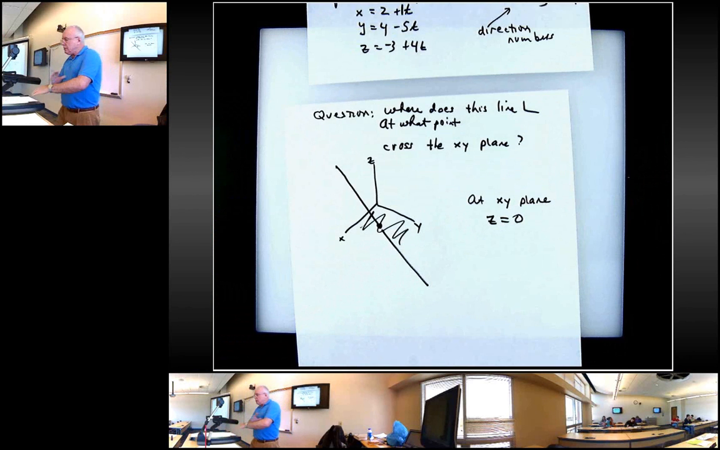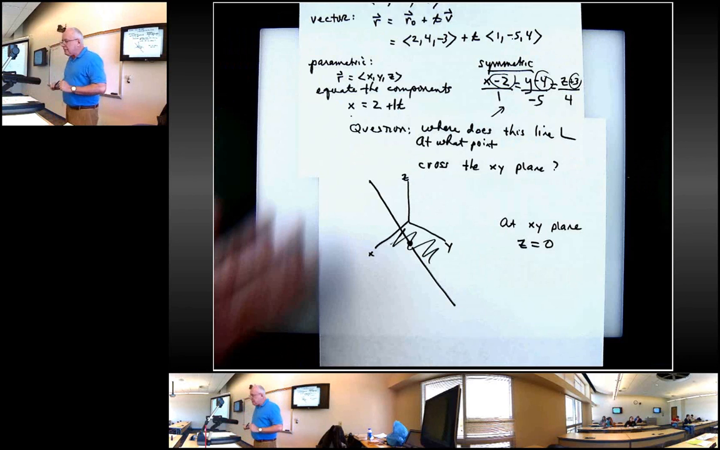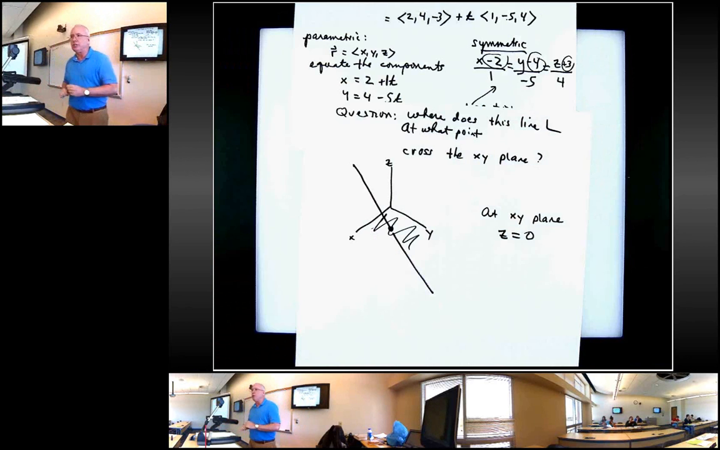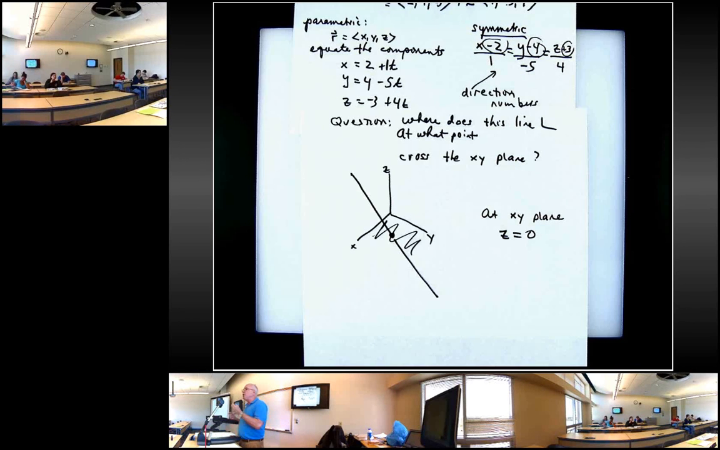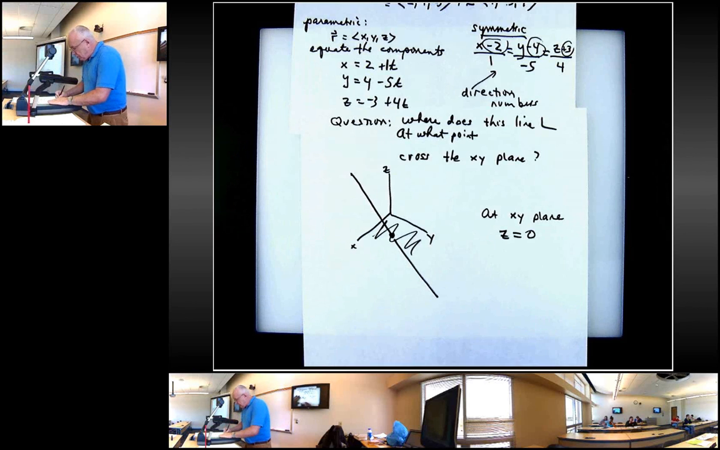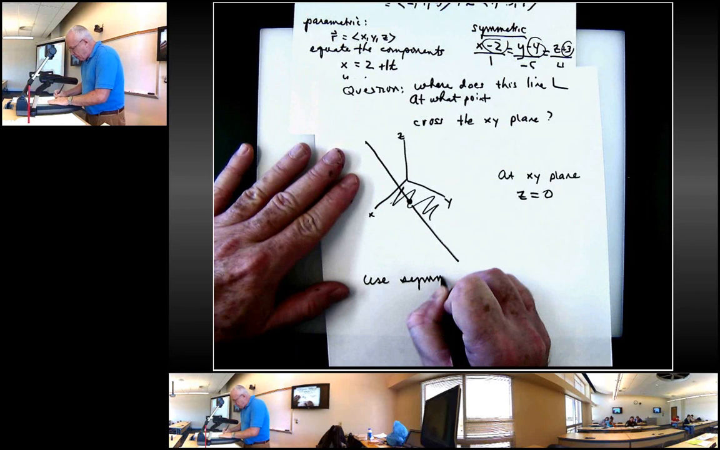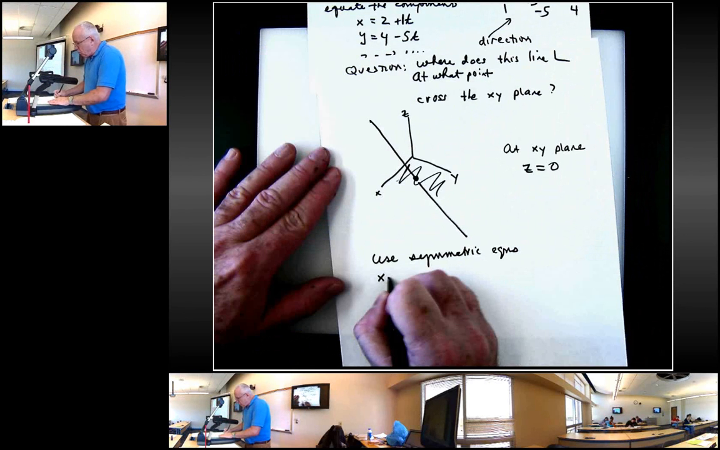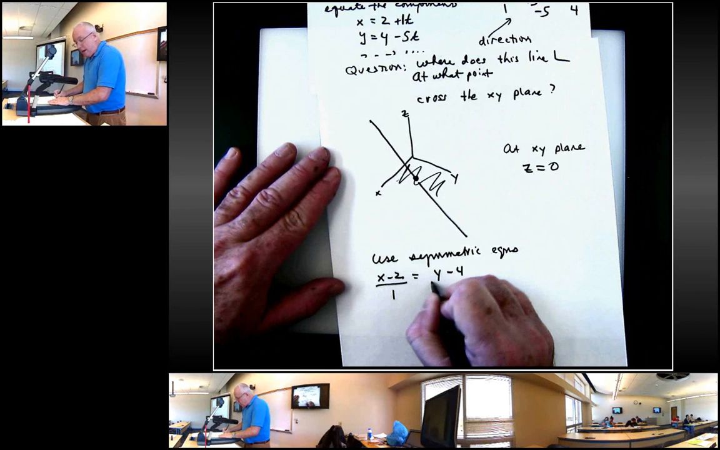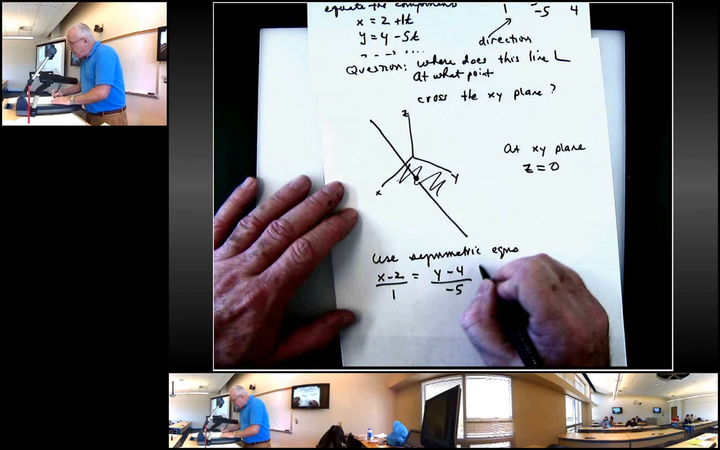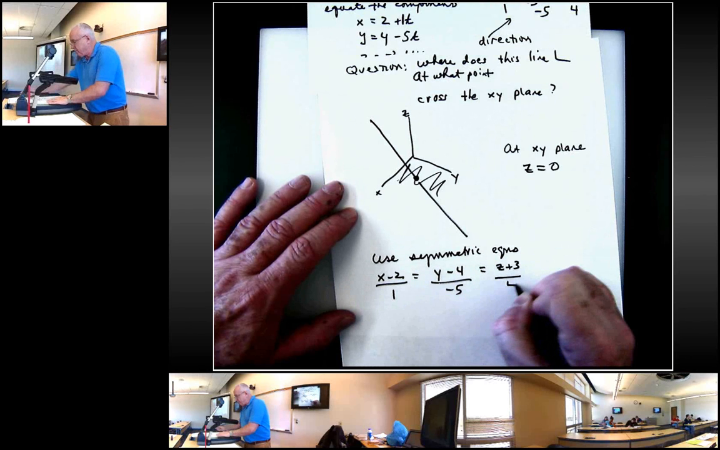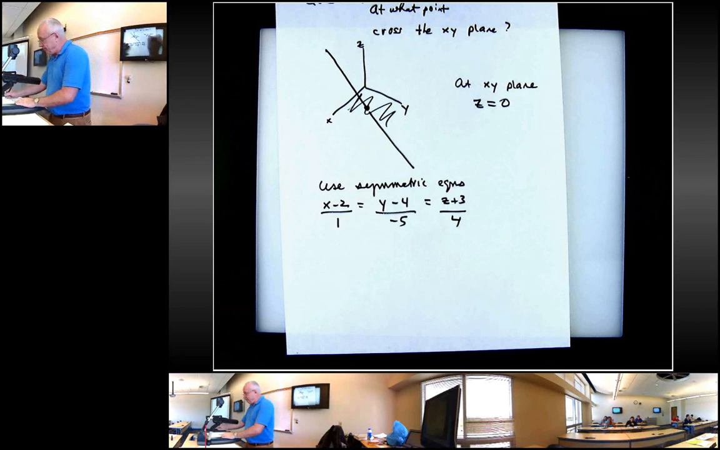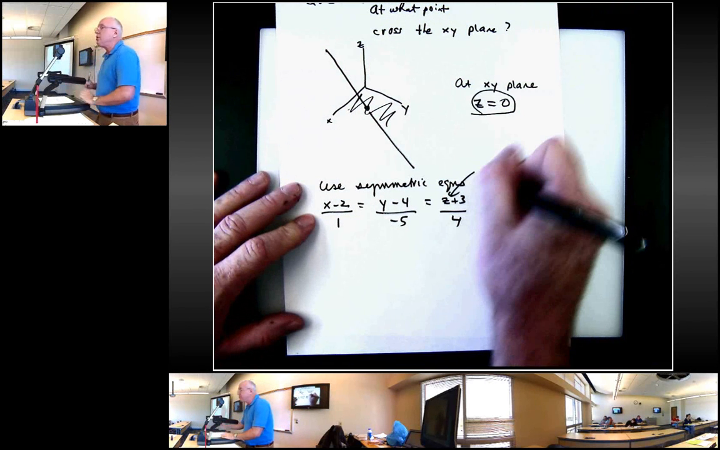Okay. So the best set of equations to use for this is actually the symmetric equations, because with the symmetric equations, we don't even have the t involved. So let's use the symmetric equations. Let me rewrite them here. x minus 2 over 1 equals y minus 4 over minus 5 equals z plus 3 over 4. All right. Now, we want to have where z is equal to 0. So I'm going to plug in 0 for that z.